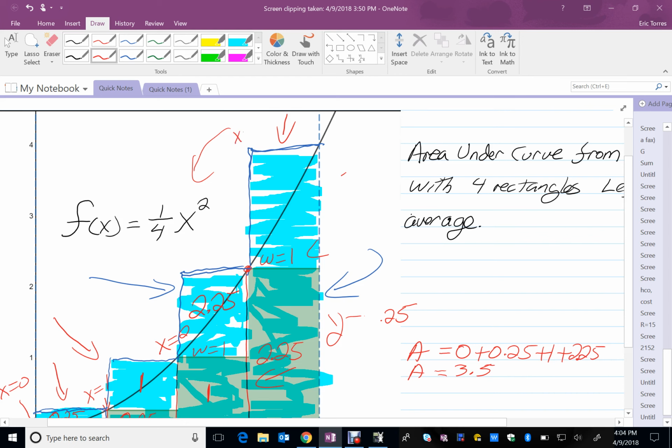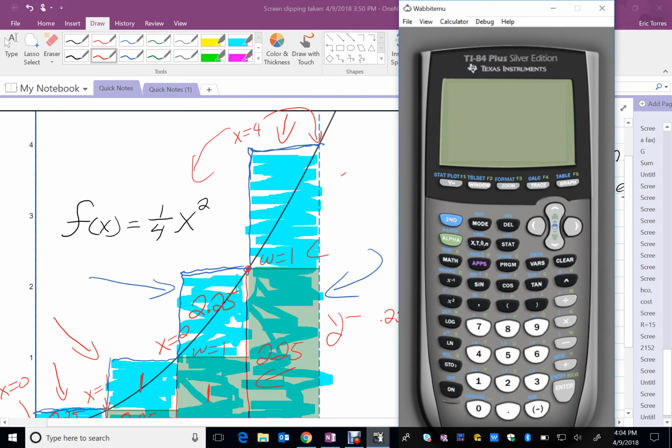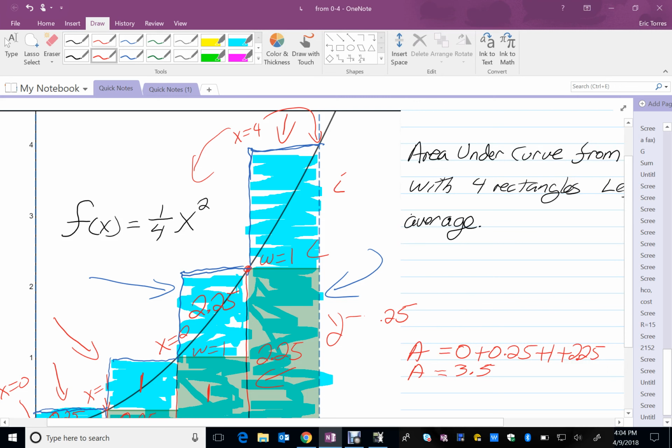Its x value is 4 because I'm connecting over here on the right-hand side. There we go. Trace. Let's try 4. So my height is 4, my width is 1, my area is 4.